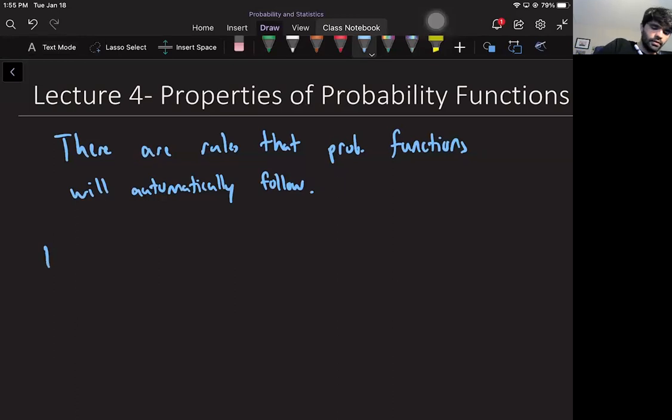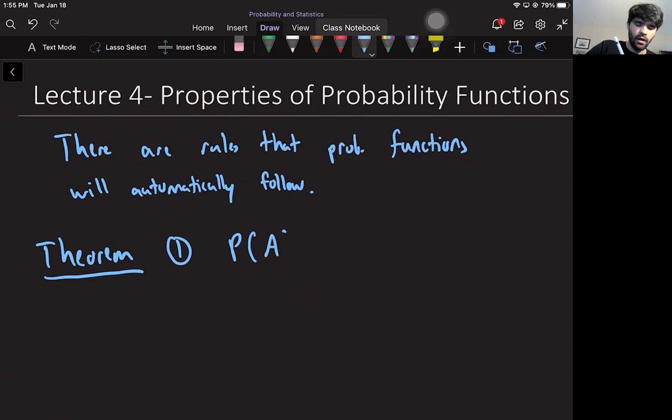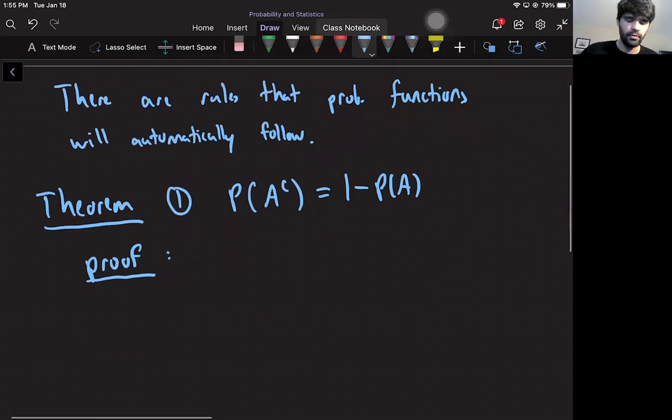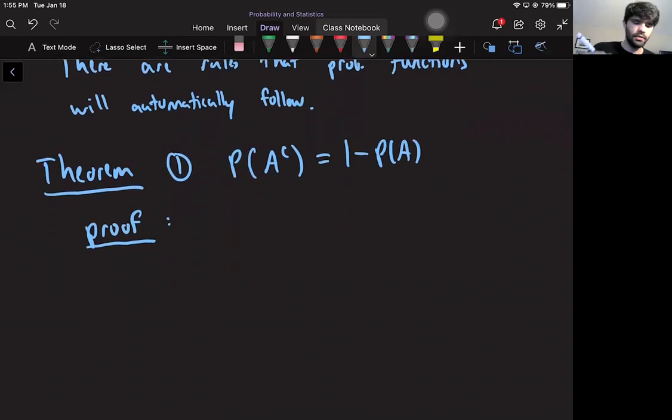Okay, so I'll call this a theorem. It's going to have many parts, so this will be just the first part of the theorem. The first new rule, or you can think about these as formulas often in practice, is that if I want to know the probability of a complement occurring, all I have to do is subtract the probability of A from one. So I'm going to prove it. This is not a proof class, so you don't have to know how to prove things, but it's good to see proofs at least to see why things work. So why does this formula work?